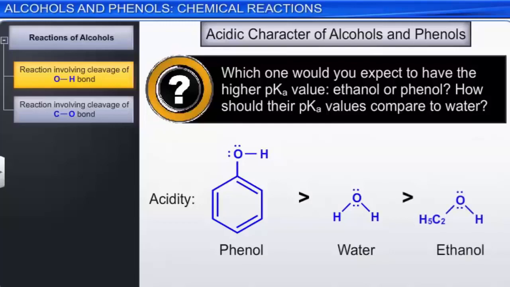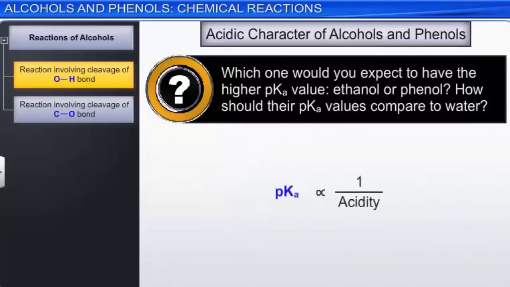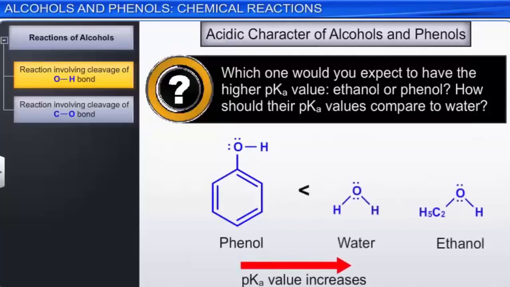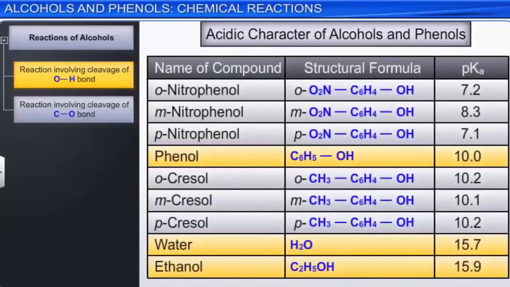Finally, you learned that stronger acids have lower pKa values than weaker acids. So, phenol should have a lower pKa than water and ethanol. Water should have a lower pKa than ethanol. You can confirm your reasoning by comparing the actual pKa values. As expected, phenol has the lowest pKa and ethanol the highest.